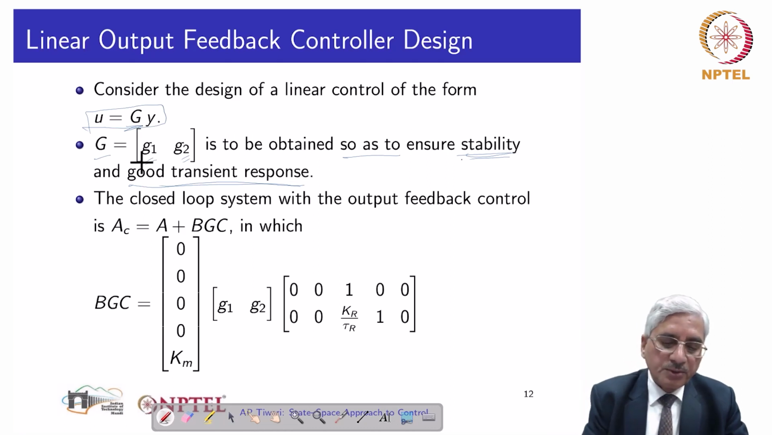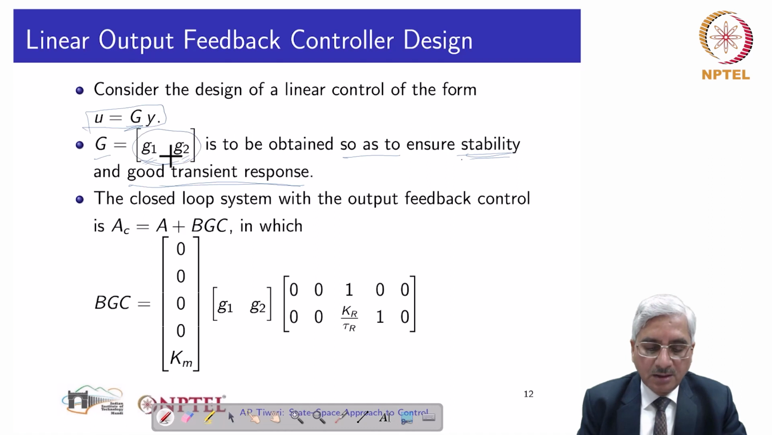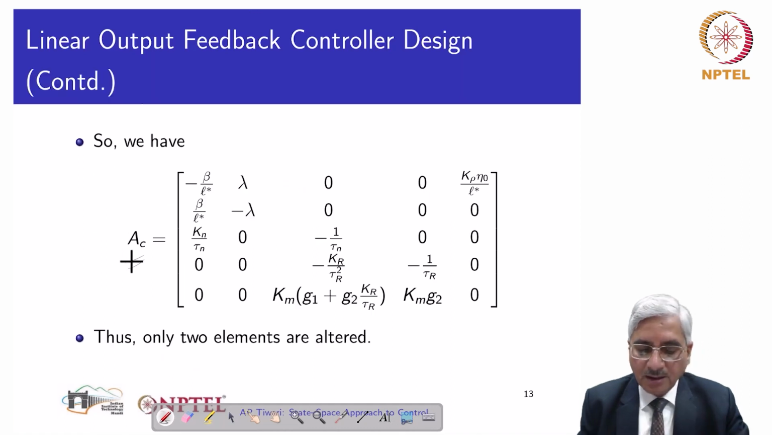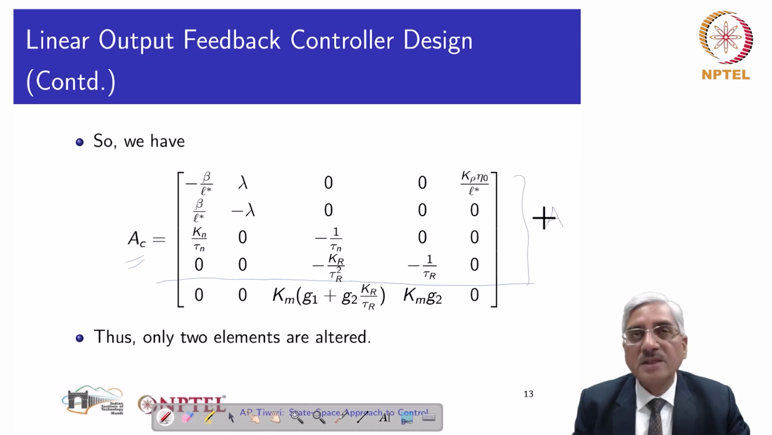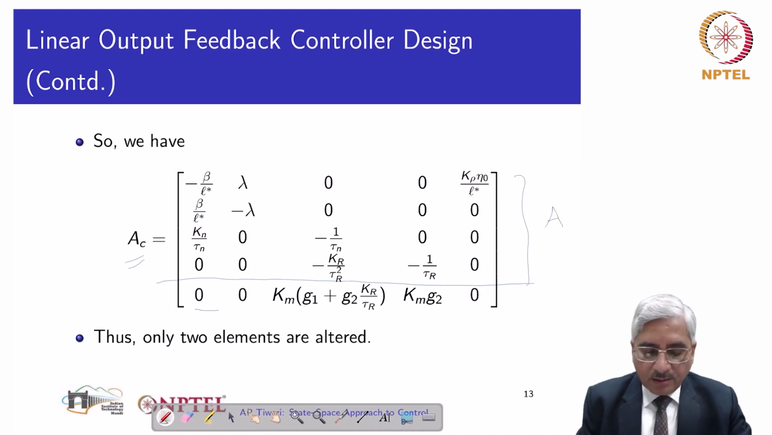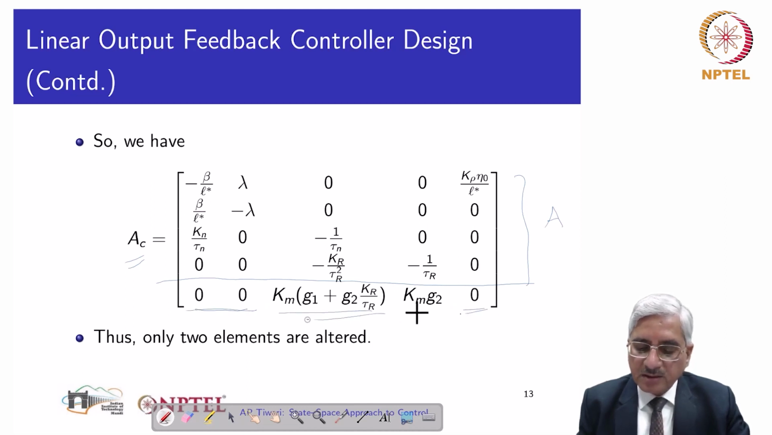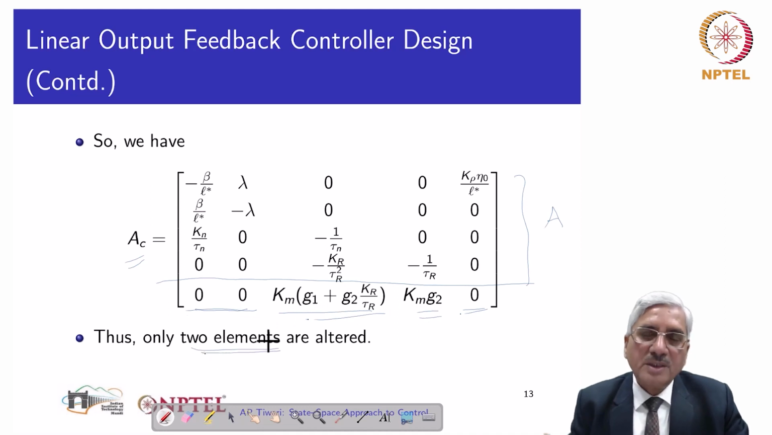Now, if we substitute this G, that means in AC, these elements here are identical to elements of A. These are also identical to elements of A. Only these two elements change. So AC has only two elements different from the elements of A.